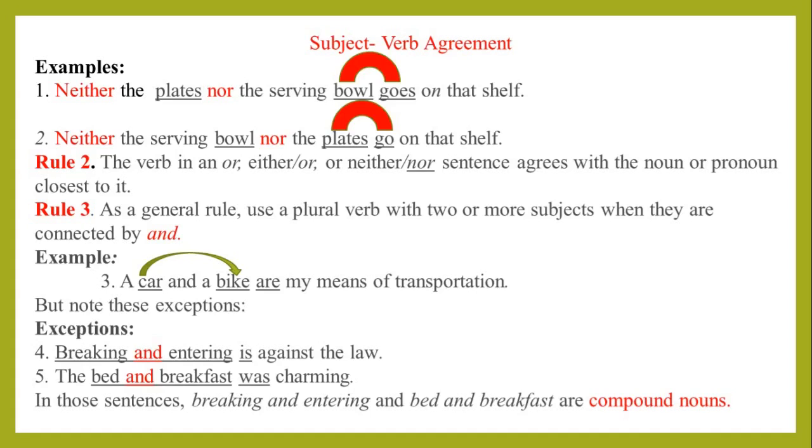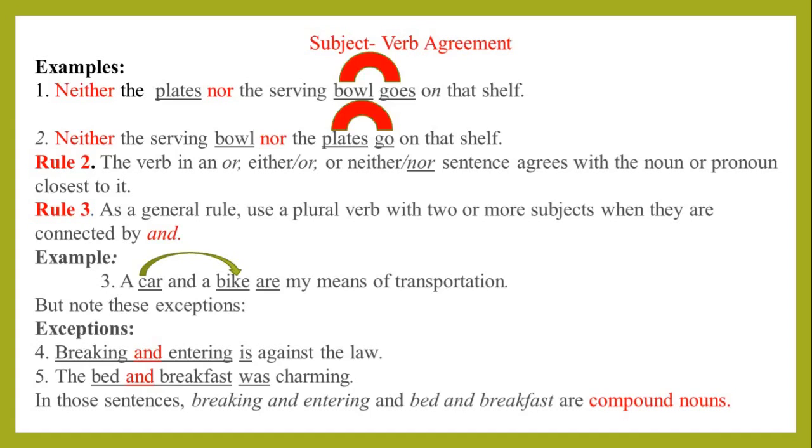In the second example, neither the serving bowl nor the plates go on that shelf. Here, the first subject, the serving bowl, is singular, and the second subject, the plates, is plural. So the verb should be plural. So the rule is the verb in an or, either or, neither nor sentence agrees with the noun or pronoun closer to it.